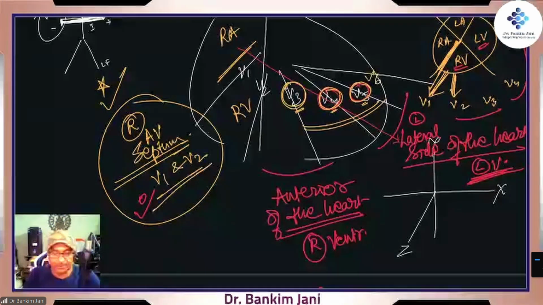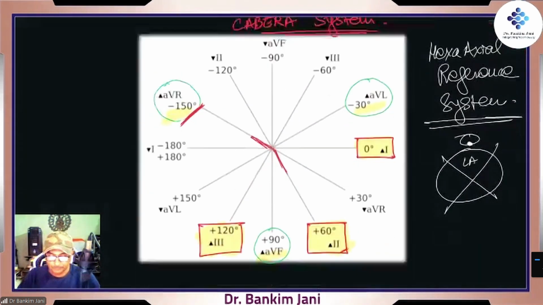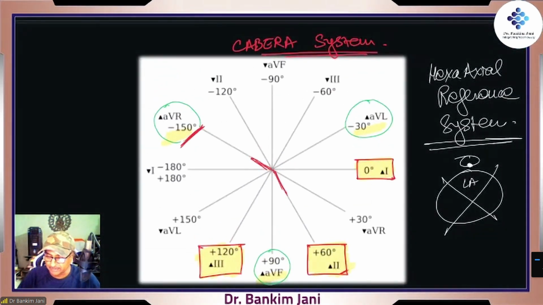The anterior part is seen by V1, V2, even V3, right? But V1 and V2 are typically for the AV septum. AV septum, V1 and V2. So a complete Cabrera system is also called the hexaxial reference system.